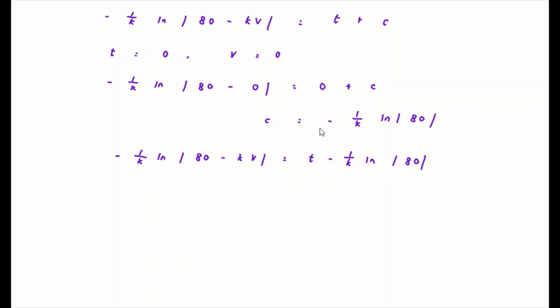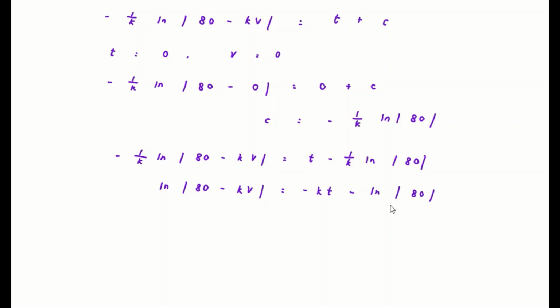In this case, what we can try to do is change everything to ln. So multiply by negative k first, and we have ln of 80 minus kV equals negative kt minus ln 80. Then this will be easier.